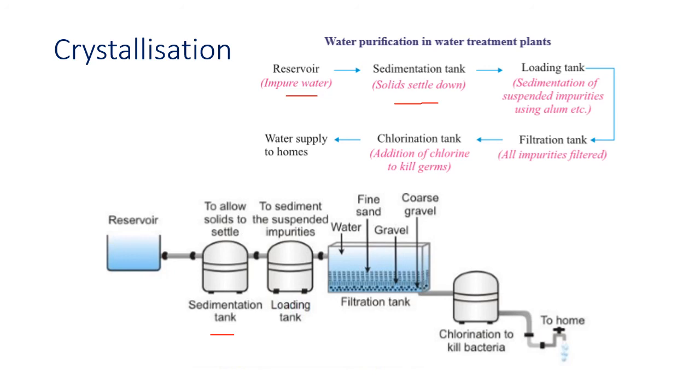Then we add phitkari, or alum, to the water to make the particles settle down. In the filtration tank, what happens? All the impurities are separated. Then water goes to the chlorination tank. Chlorination kills all the bacteria. And after that, the water is supplied to the homes.